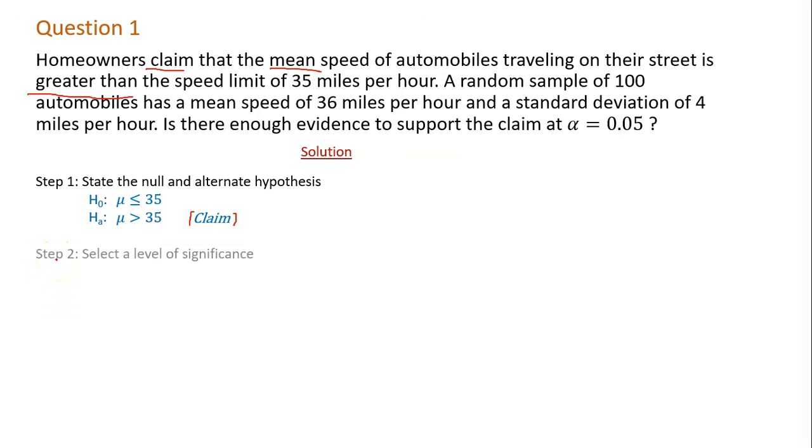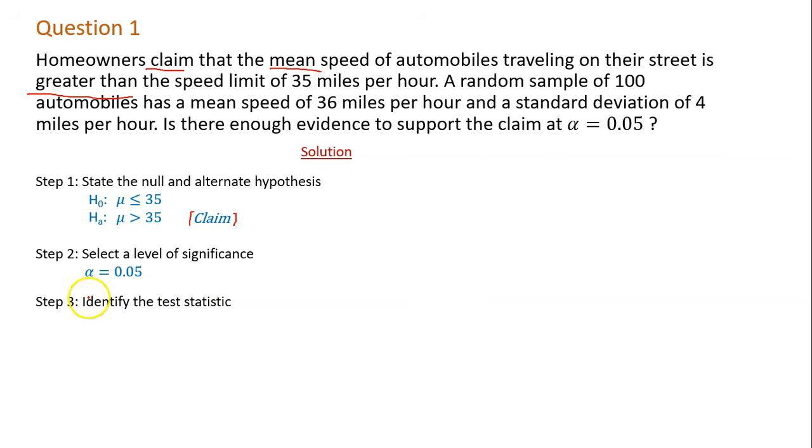Then you write step 2, select a level of significance. Now it means that the statistician will select his level of significance depending on what he is studying. But since the question has given us what to use, we are going to use what the question gives us. So under select a level of significance, we write alpha equals 0.05. Then we go to step 3.